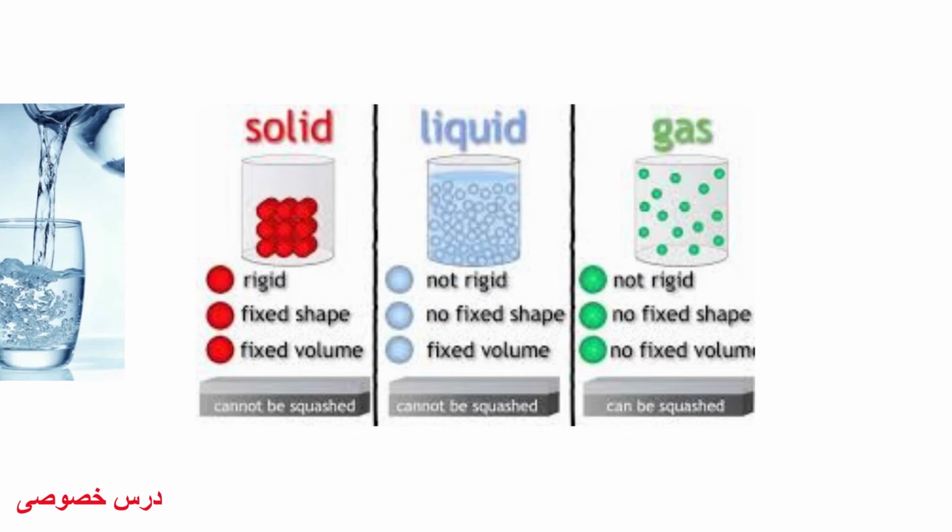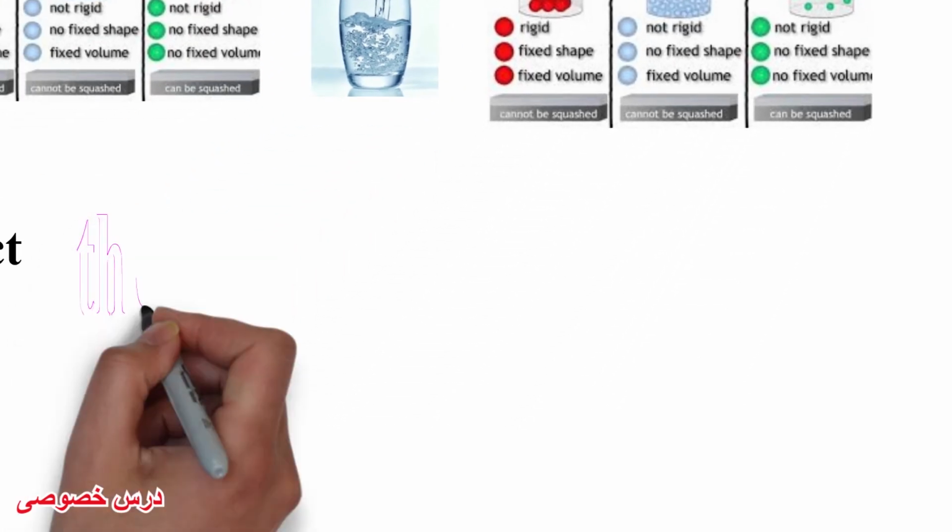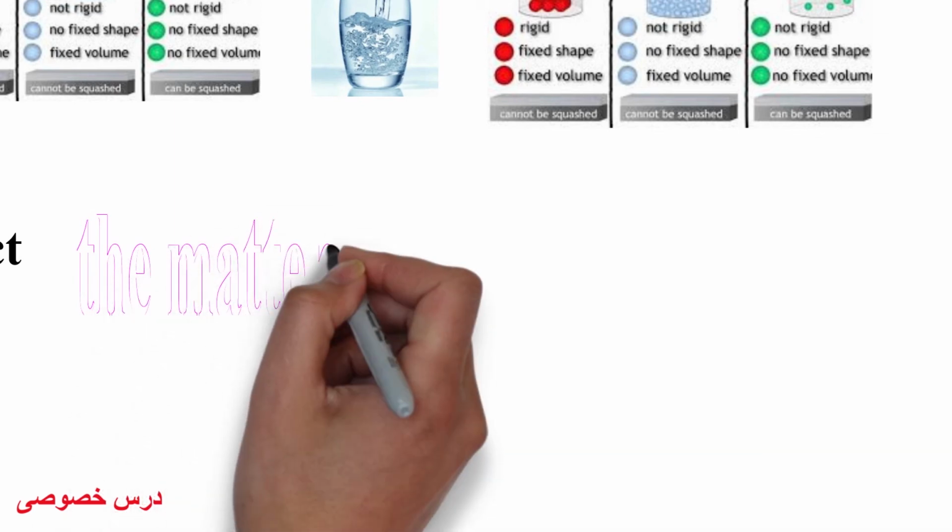Number 3, gaseous state, like the air, oxygen, and nitrogen. Their volumes and shapes will change according to the container. So they have indefinite shape and indefinite volume. Again, all the gases have indefinite shape and indefinite volume.